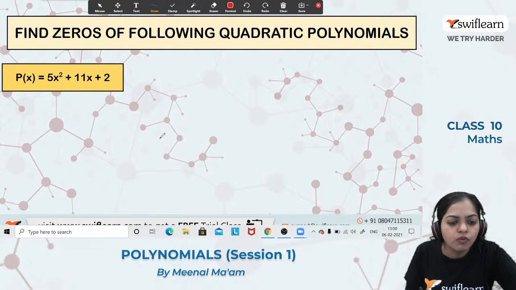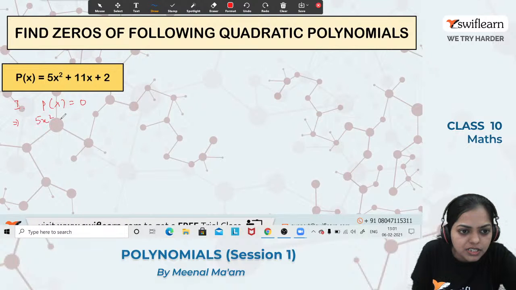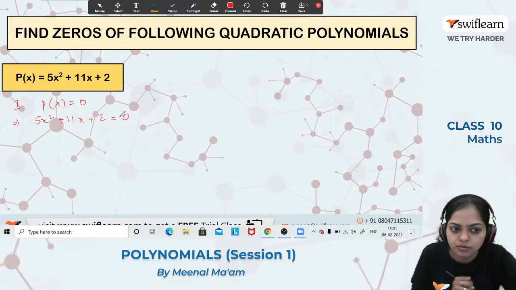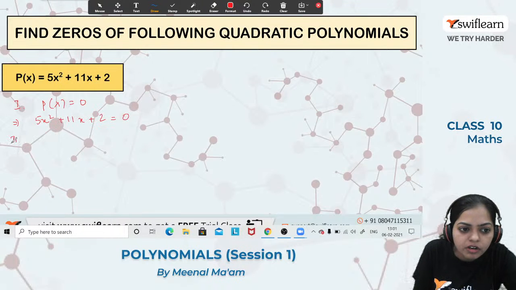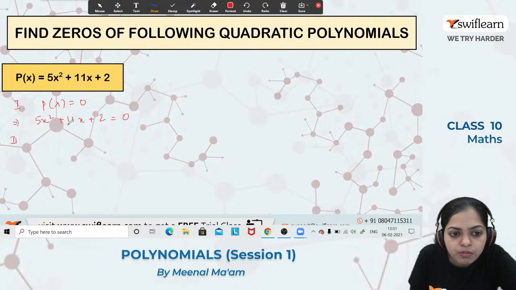Okay. So what is the first step? First step is we have to put P(x) equals to 0. Means we have to put 5x² + 11x + 2 equals to what? 0. Then next step will be what? We have to split the middle term. Okay. And how are we going to split the middle term?